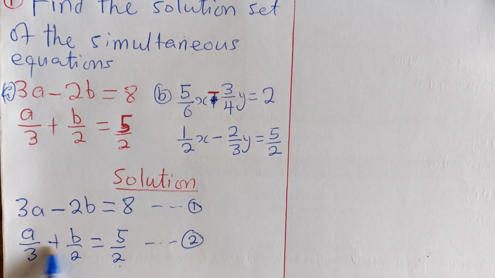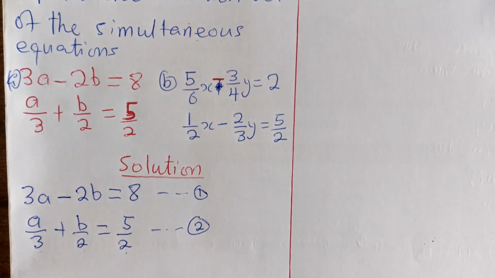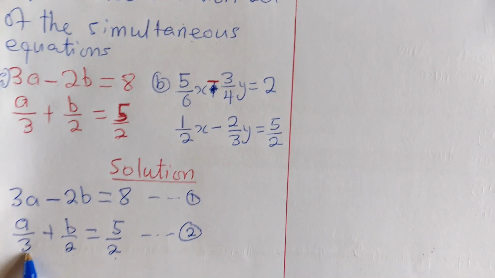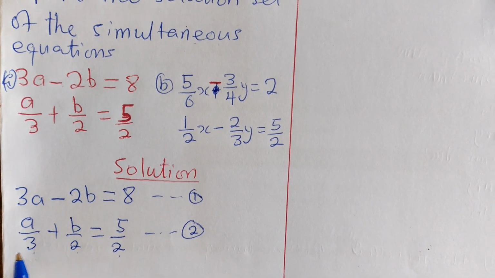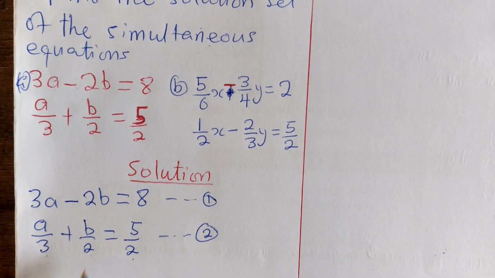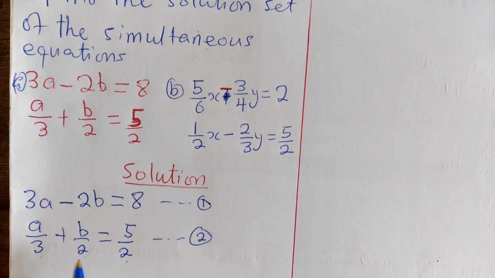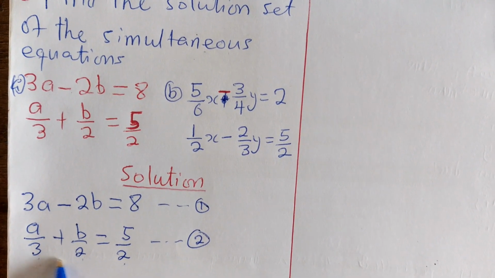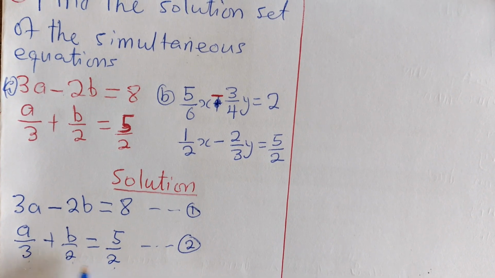And what is the meaning of LCM? It means the least common multiple. If you find the multiples of 3, you'll be getting 3, 6, 9, etc. And that of 2, you'll be getting 2, 4, 6. You realize that 6 is common to all of them. So the LCM is 6.